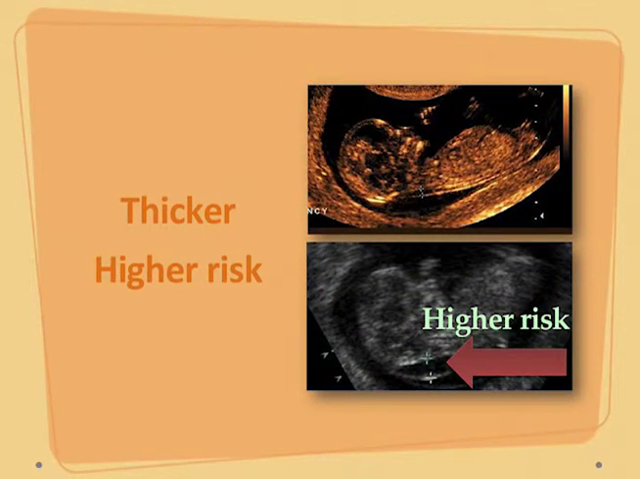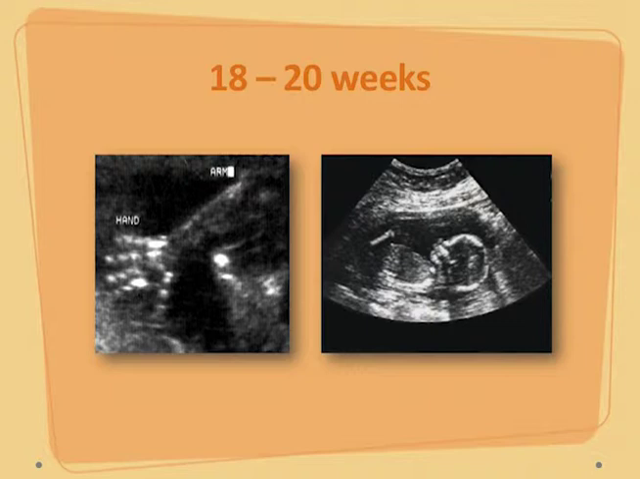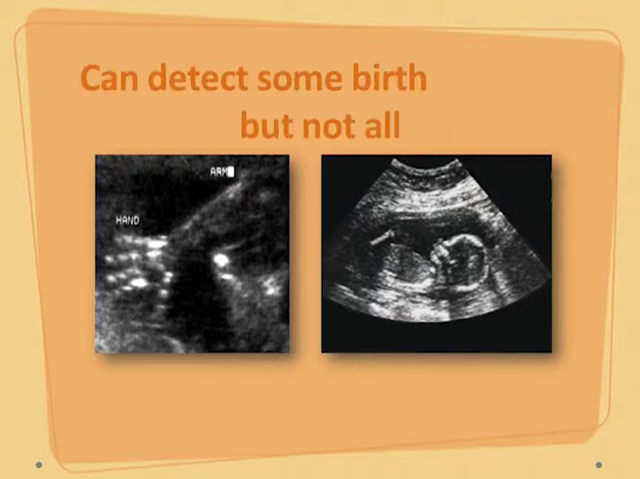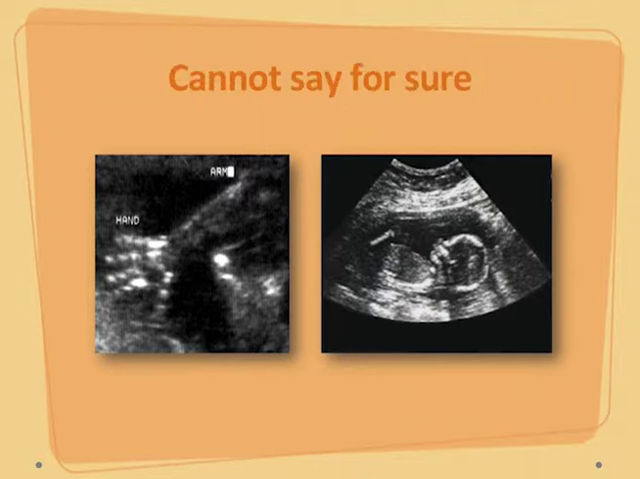abnormality. The best time to get a good view of the anatomy of the baby is at about 18 to 20 weeks of pregnancy. At this time, ultrasound can detect some birth defects, such as some cases of open spine defects, heart defects, and cleft lip. However, many types of birth defects cannot be detected by ultrasound, and ultrasound can never say for sure whether the baby has a chromosome abnormality or a genetic condition.